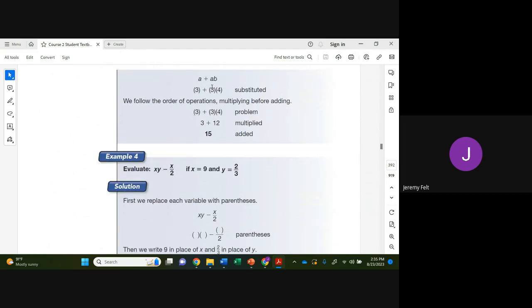So we can write those next to each other. When we're evaluating and plugging in those numbers, we'll put in parentheses just so that we know it's not 3 plus 34, it's 3 times 4. So we multiply and then add.